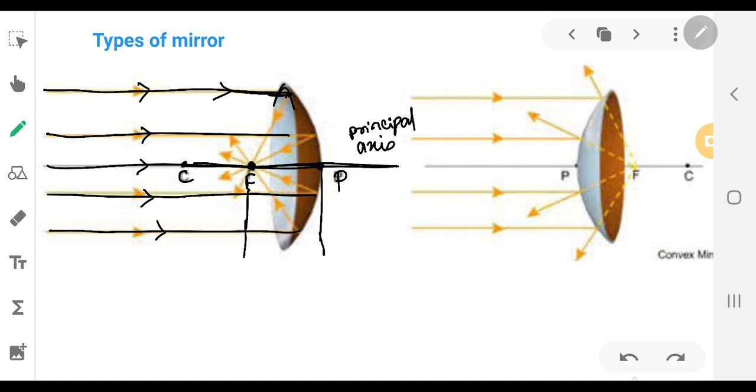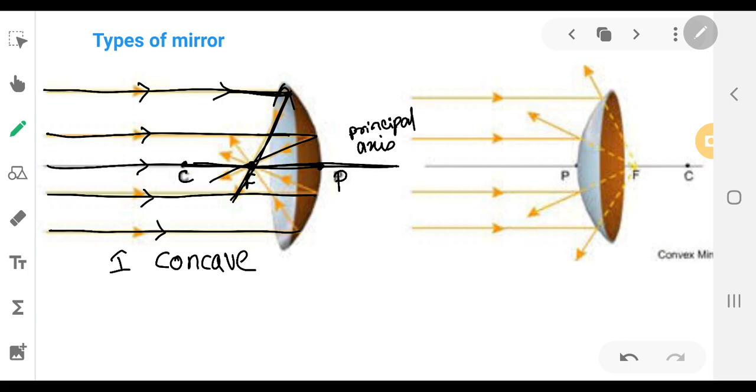So here in the first mirror, you can see after reflection the rays are actually meeting at a common point. Such a mirror is called a concave mirror. In a spherical mirror, there are two types. The first one is the concave mirror, where the light rays after reflection meet at a common point.